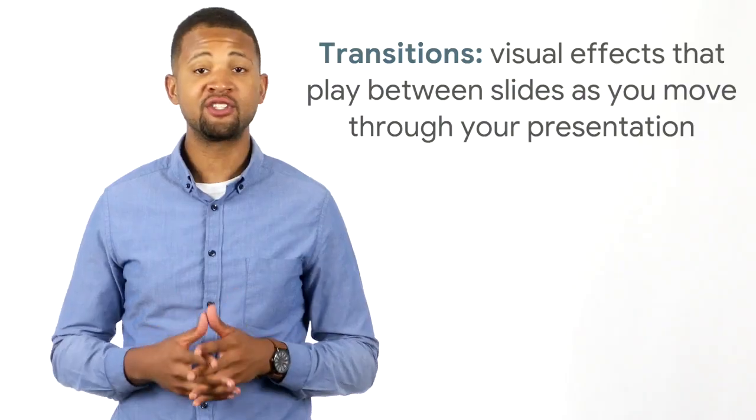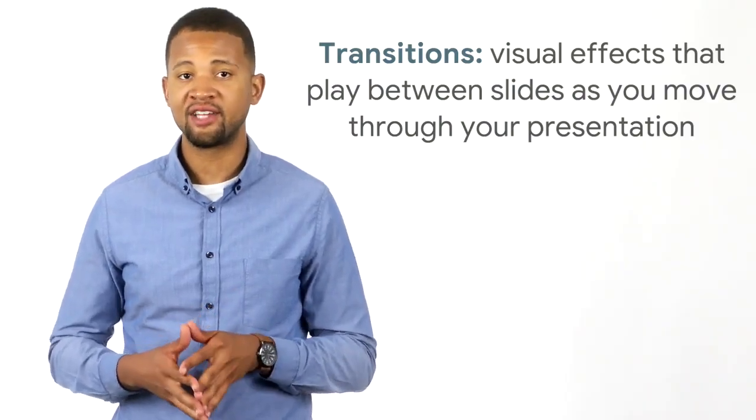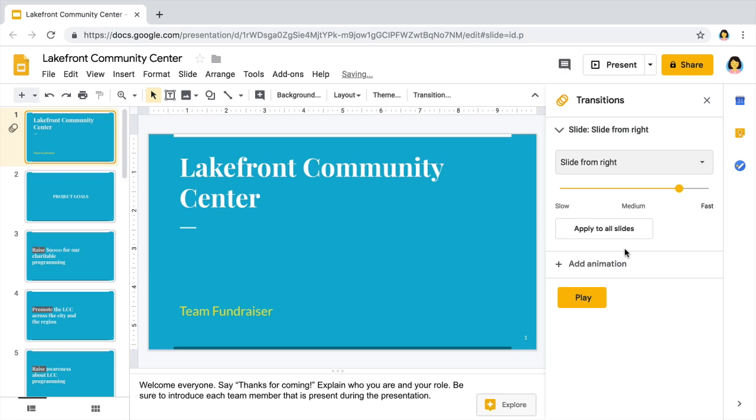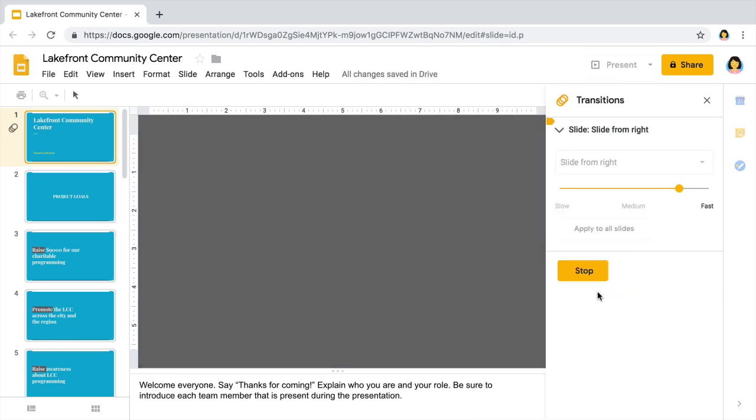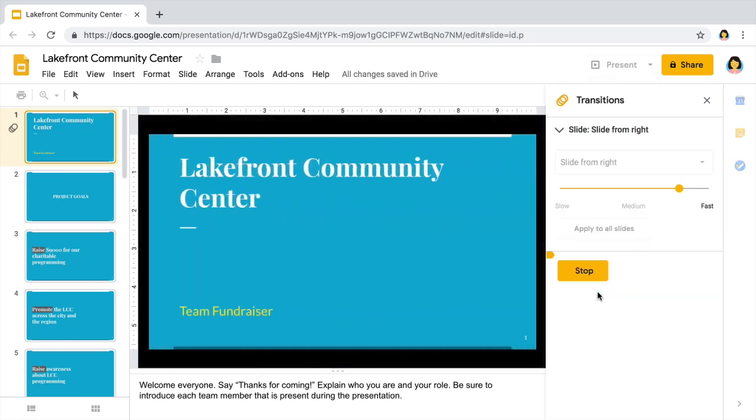In this video, you will add transitions and animations to create visual effects in your presentation. Transitions are visual effects that play between slides as you move through your presentation. This makes your presentation more visually interesting for your audience as you move from slide to slide.